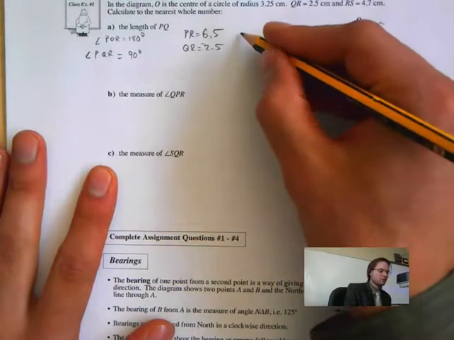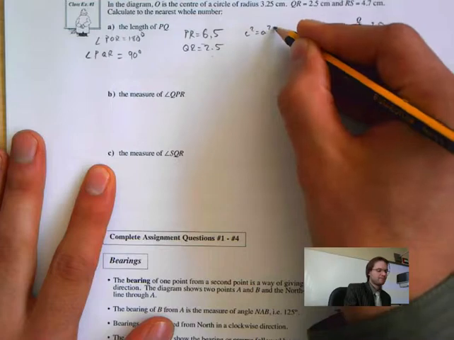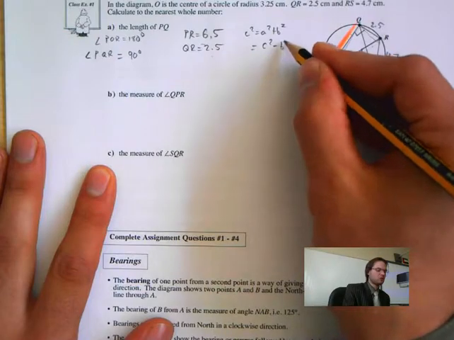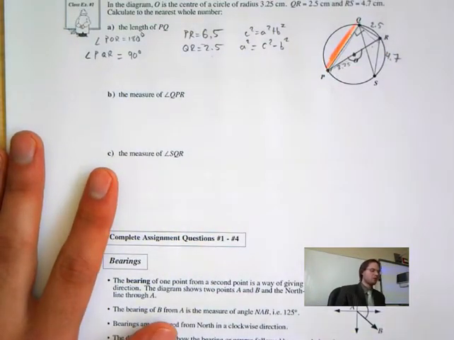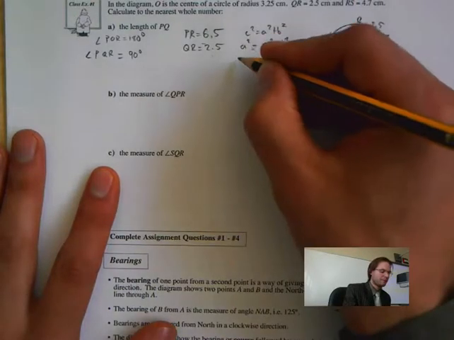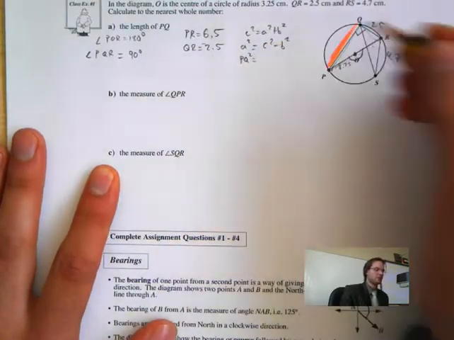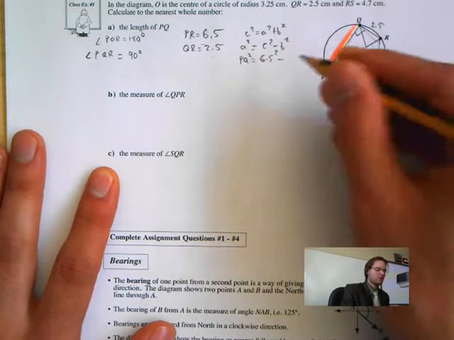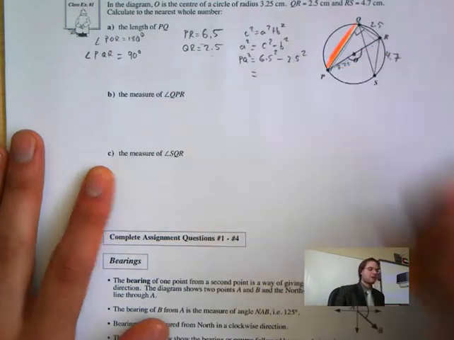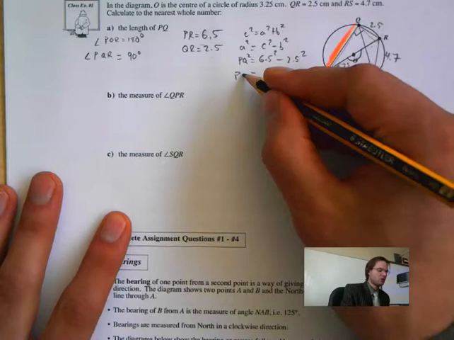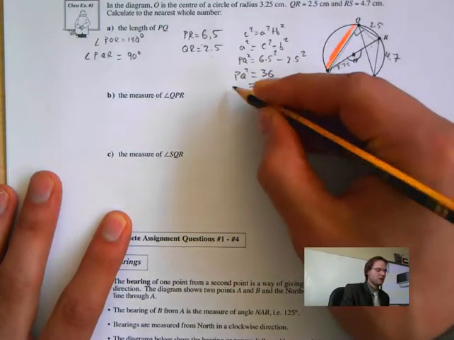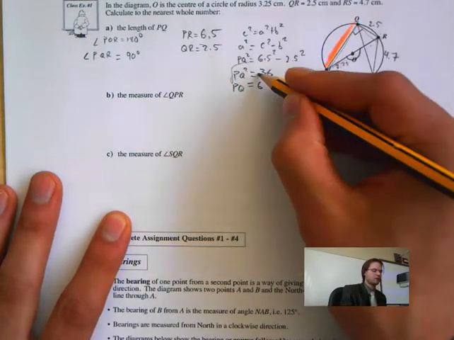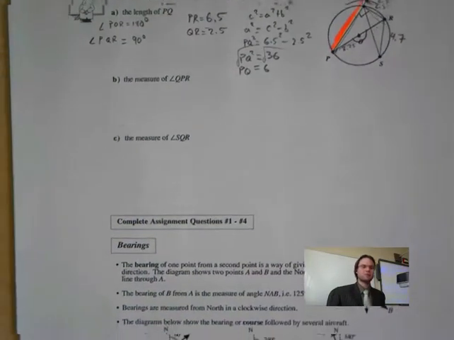So what we're going to do is use our Pythagorean theorem. The hypotenuse we know, so we end up switching it, so c squared minus b squared is equal to a squared. A squared is going to be PQ squared, which is equal to my 6.5 squared minus 2.5 squared. After I do all of this, I'm going to get PQ squared is equal to 36. So then PQ is equal to 6. Okay? Next one.